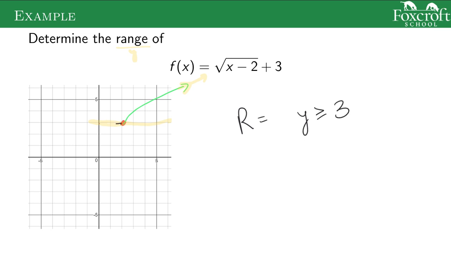All right, they start here at 3. And because this is a closed dot, because I actually hit 3, I have the equal sign. And then it just keeps going forever. So there's no ending point. It's just everything that's bigger than 3.